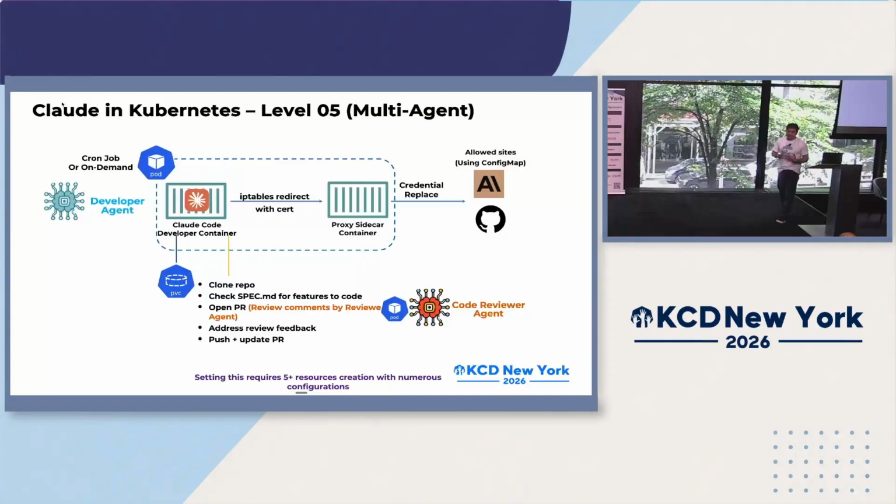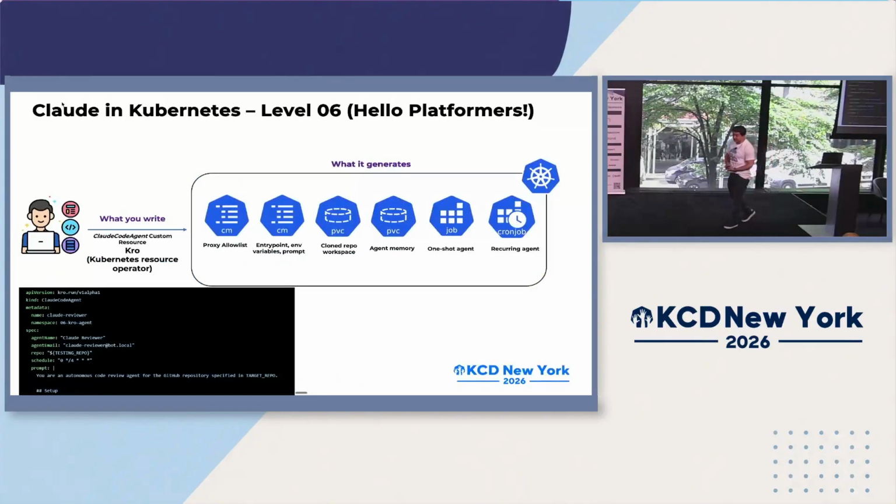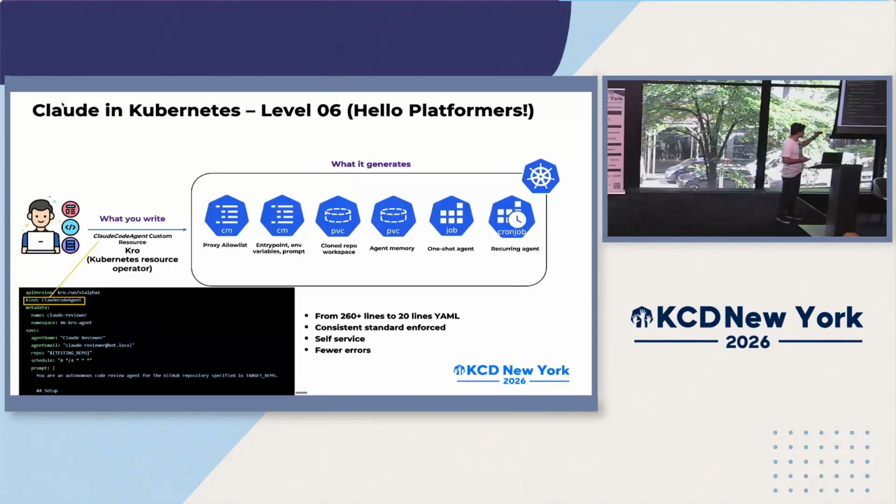So now we go to level 6, which is for the platform engineers, where we are using Kubernetes Resource Operator, or KRO, to bundle everything together. Here we are creating just a simple Claude Code agent, and when I run this KRO, it will create all these different components that need to be done. So from 260 plus lines to 20 lines of YAML: consistent, standard, enforced, self-service, fewer errors. Think of it like Crossplane. This one is also open source, created by AWS.